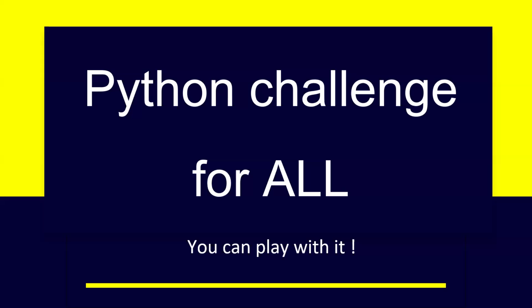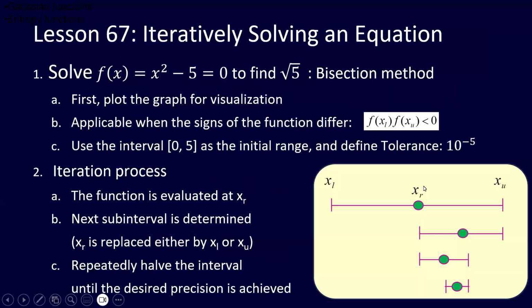Okay, so where were we last time? Let's see. We were trying to solve the equation x squared minus 5 equals 0, which is to find the value of the square root of 5, using the bisection method.